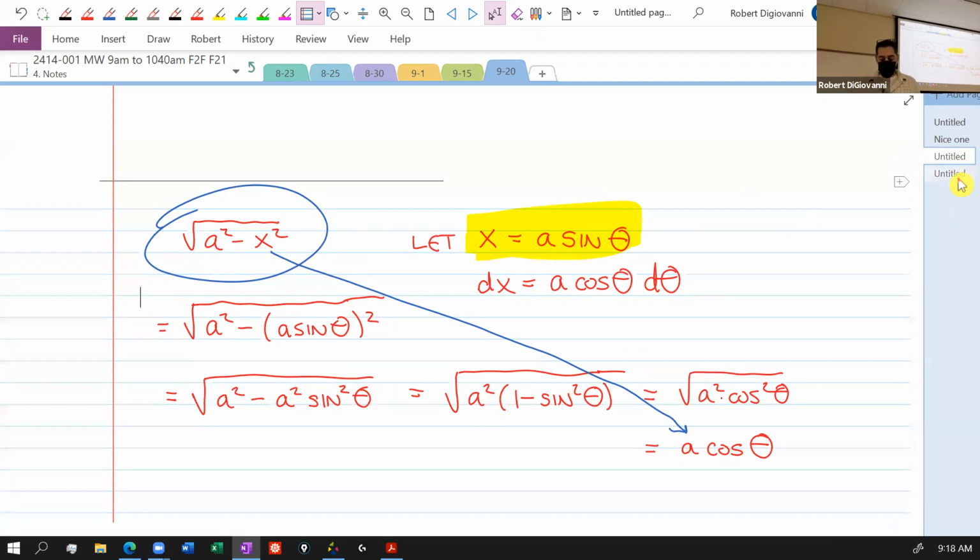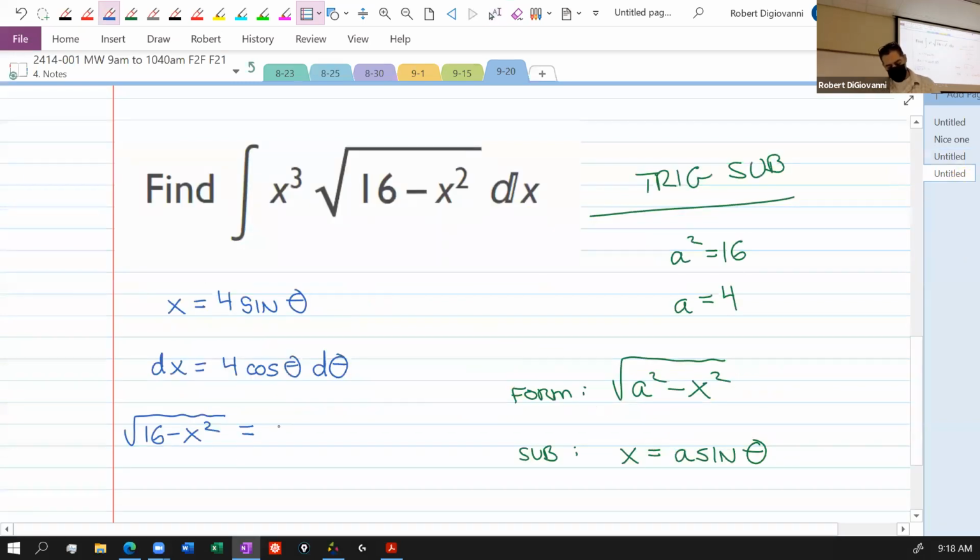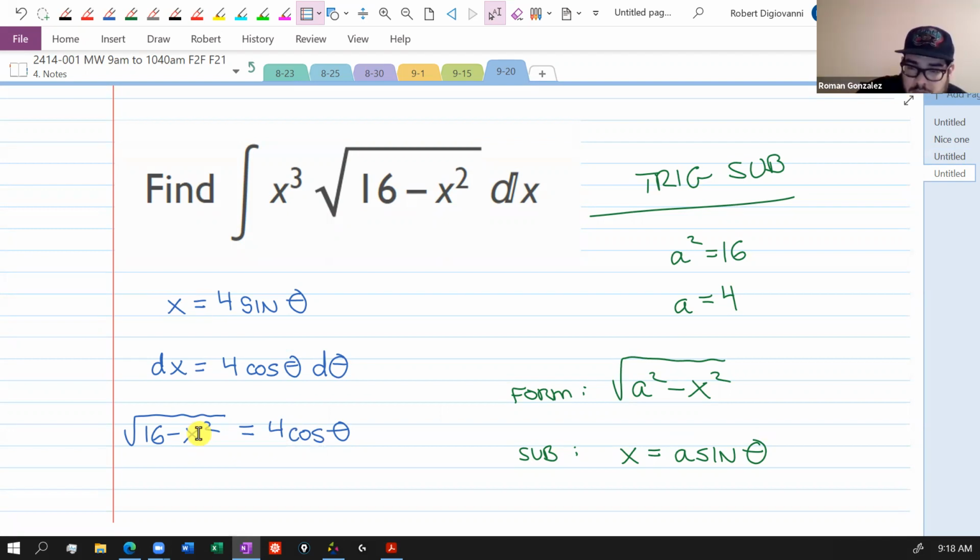So I can just from here write down that this is equal to 4 cosine theta. Again, to do it algebraically, just take that x, replace it with 4 sine theta, square it, it'll become 16 sine squared theta, factor out the 16, then you'll have 16 times 1 minus sine squared. 1 minus sine squared becomes cosine squared, take the square root of each one, you get 4 cosine theta. I said that fast, but that's what would happen, okay?